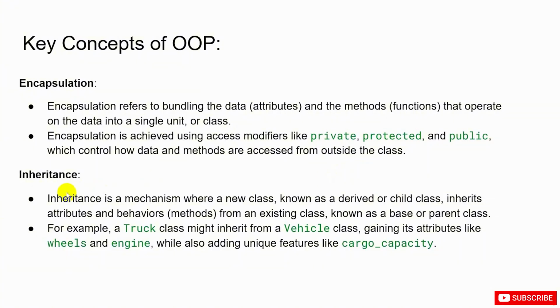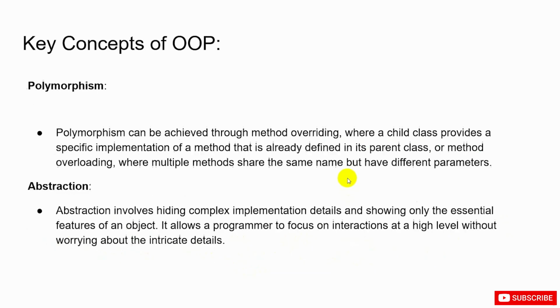Next, we'll explain inheritance. Inheritance is a mechanism where a new class, known as a derived or child class, inherits attributes and behavior, like methods, from an existing class known as a base or parent class. For example, a child class might inherit from a vehicle class, gaining its attributes like wheels and engine, while also adding unique features like cargo capacity. In total, I will explain the five most important concepts.